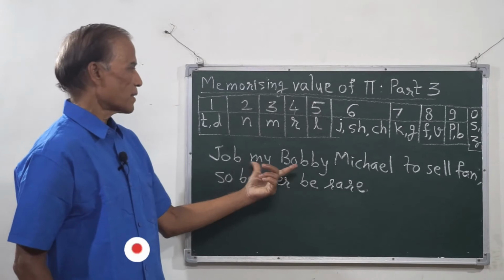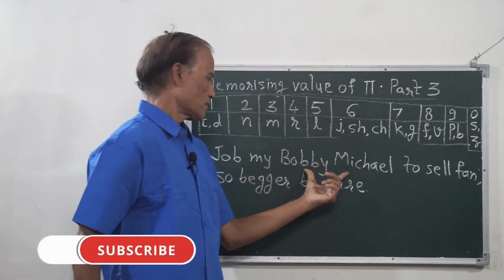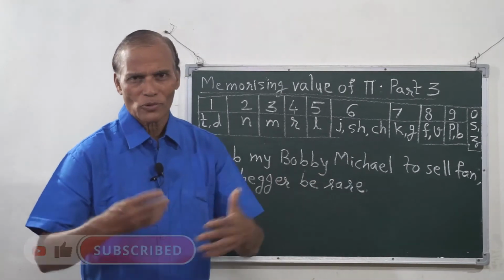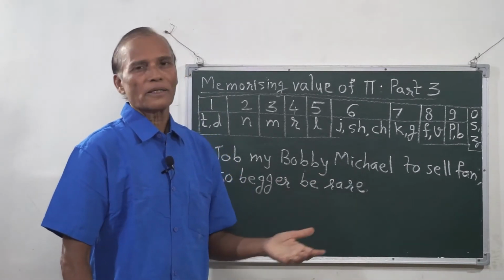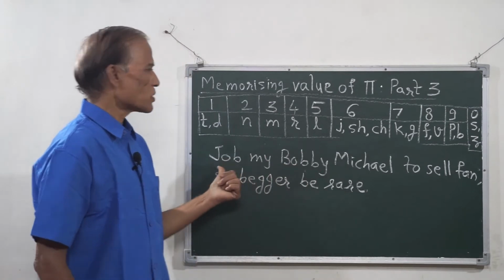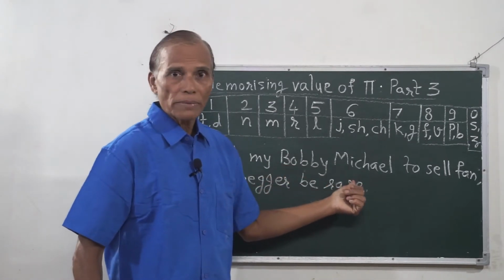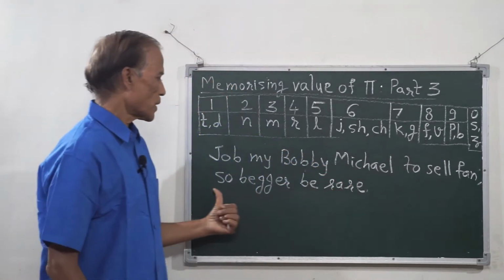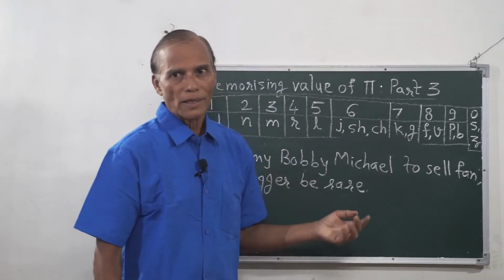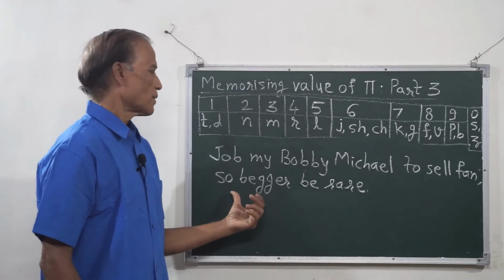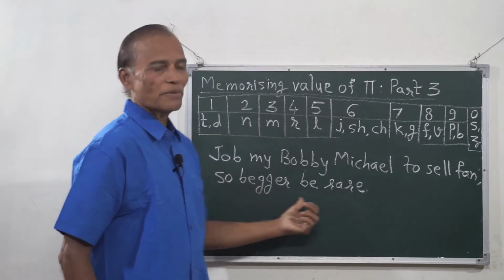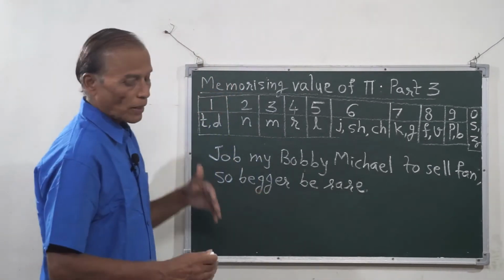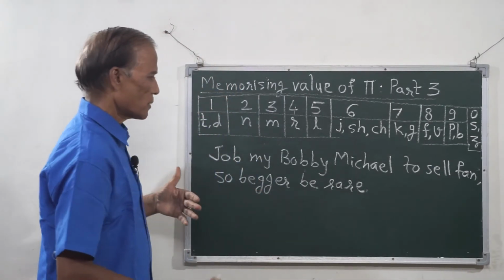My friend Bobby Michael, he has no job, he is begging nowadays. Some sort of story we have to construct. So give him some job, give him a job of selling fan, so that he will stop begging and there will be beggar, then will become rare. Some sort of story is there. What will be the conversion?